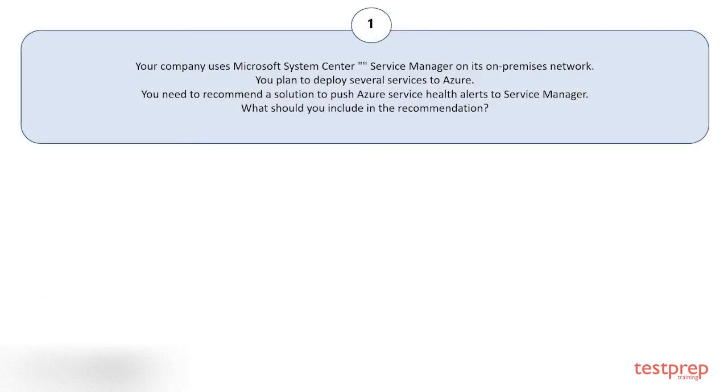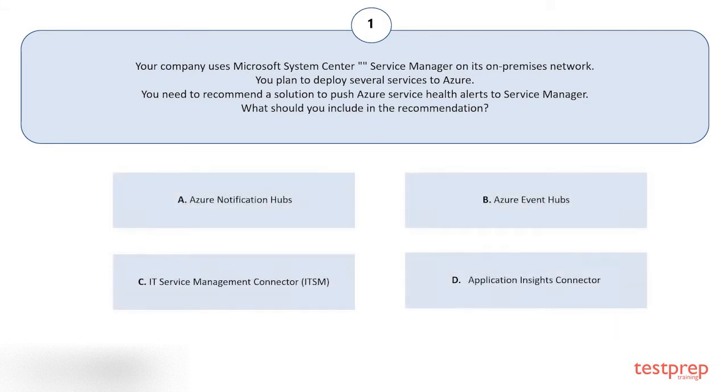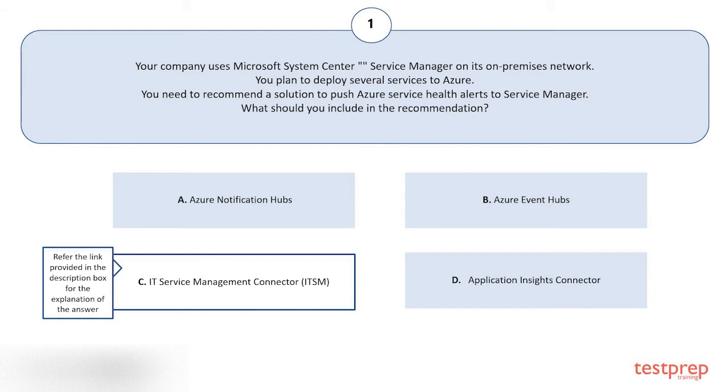Your company uses Microsoft System Center Service Manager on its on-premises network. You plan to deploy several services to Azure. You need to recommend a solution to push Azure Service Health Alerts to Service Manager. What should you include in the recommendation? Your options are A. Azure Notification Hubs, B. Azure Event Hubs, C. IT Service Management Connector, D. Application Insights Connector. The correct answer is option C.